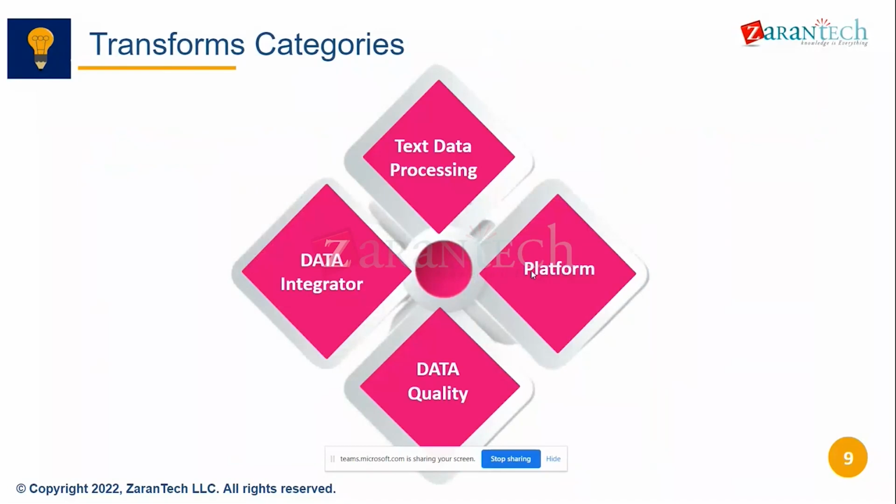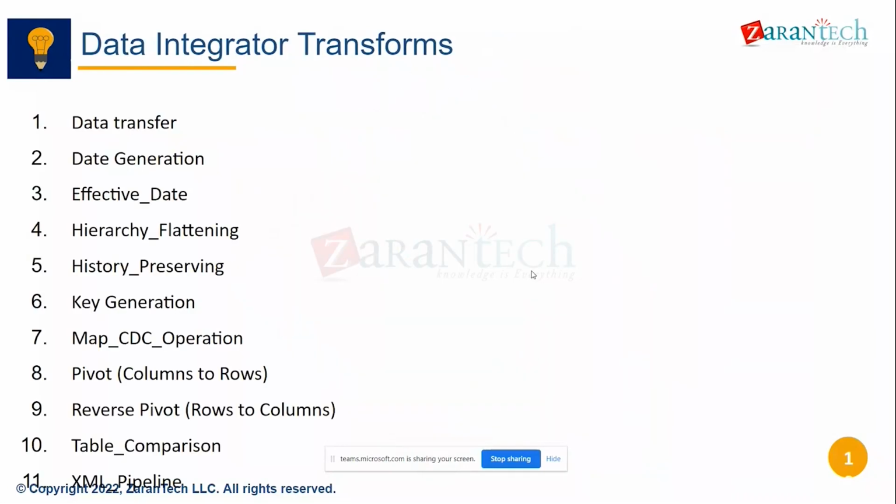There are 4 categories as we discussed before: data integrator, data quality, platform, and text data processing. These are the 4 types of transformations that we have. We have discussed all these data integrator transformations, right? So any questions from this list?